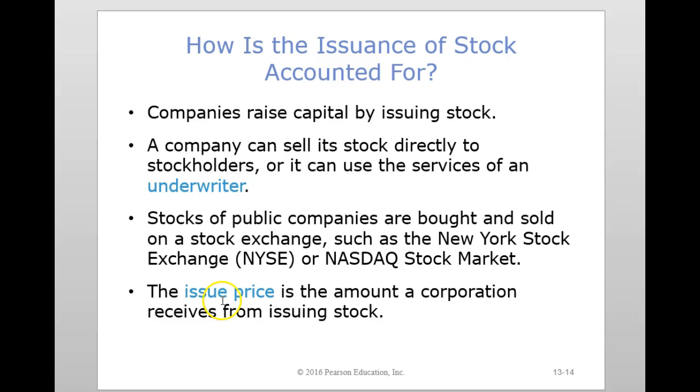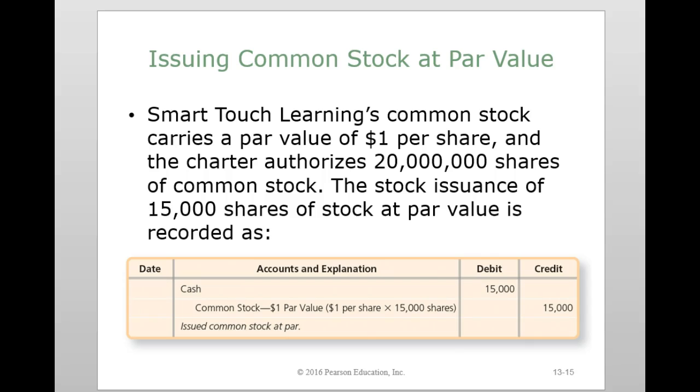And then there's the issue price, and that's the amount the corporation receives from issuing the stock. So let's look at what that really looks like. So they've got common stock, and there's a par value of $1 per share, and it authorizes 20 million shares, and the stock issuance of 15,000 shares is shown below. So they issued it at par value, and they issued 15,000 shares, which means it's worth $15,000. So the company receives $15,000. It shows a credit of owner's equity of $15,000. Now that is for par value. You'll notice it's just a straight out deal.